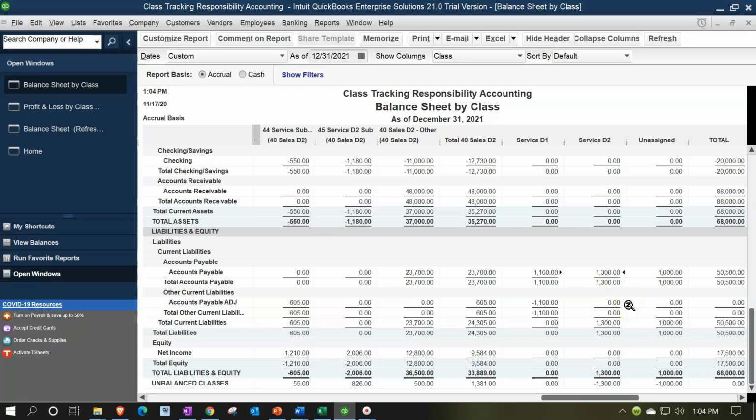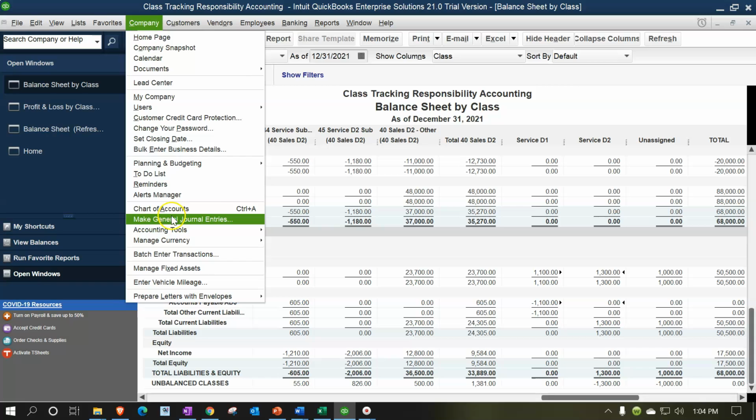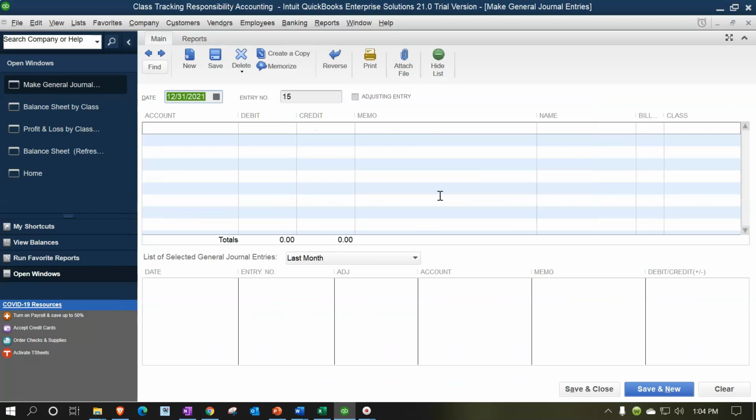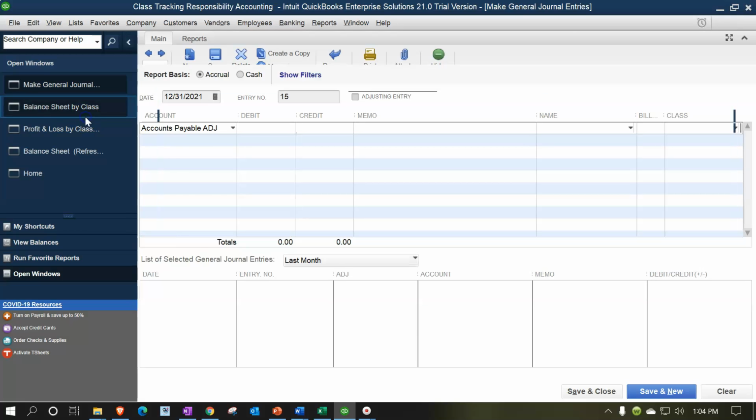Then we're going to do the same thing for the service item here. So we'll pick this one up. This is the accounts payable. So I'm going to do the same thing with this other account that's going to net it out. So I'm going to go back to another journal entry. So we're going to say company drop down, and we're going to make a journal entry.